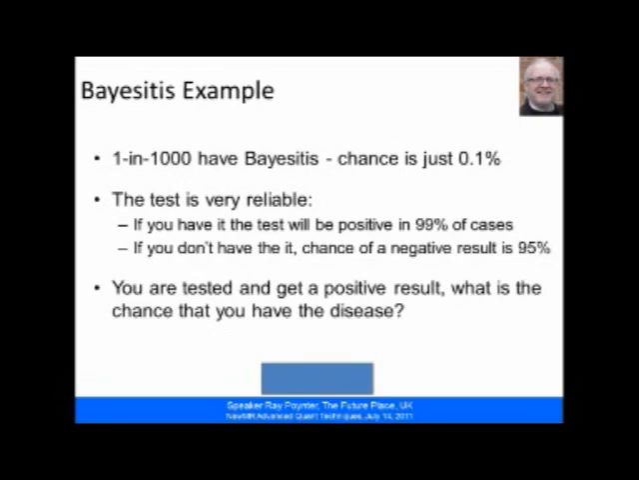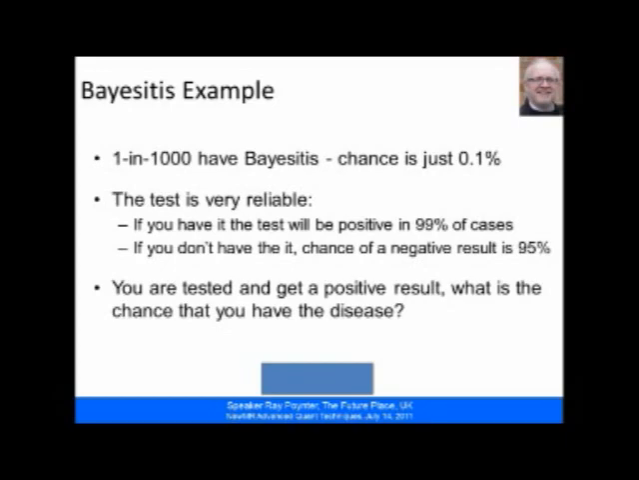The test is very reliable. If you have Bayesitis, the test will be positive in 99% of cases. If you don't have Bayesitis, the chance of a negative result is 95%. So there are not many false positives, there are not many false negatives. Consider, you are tested and you get a positive result. What is the chance that you have the disease?